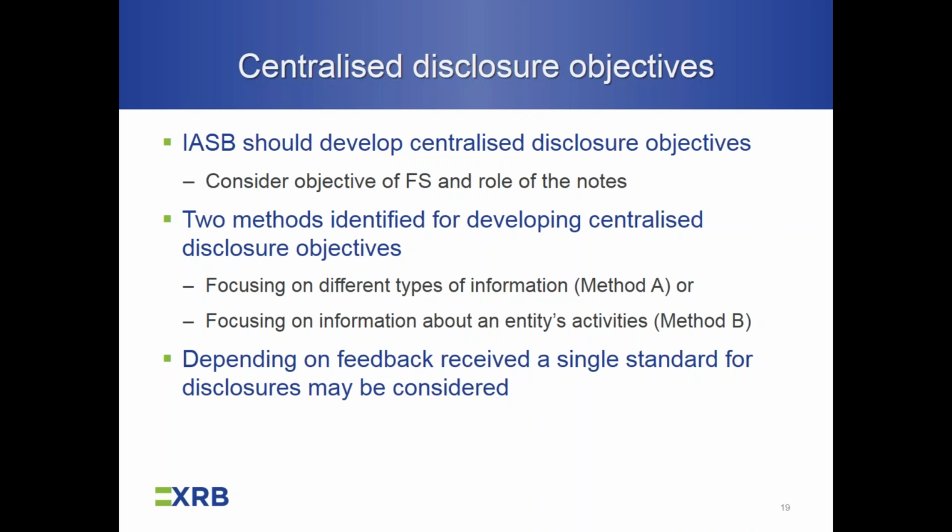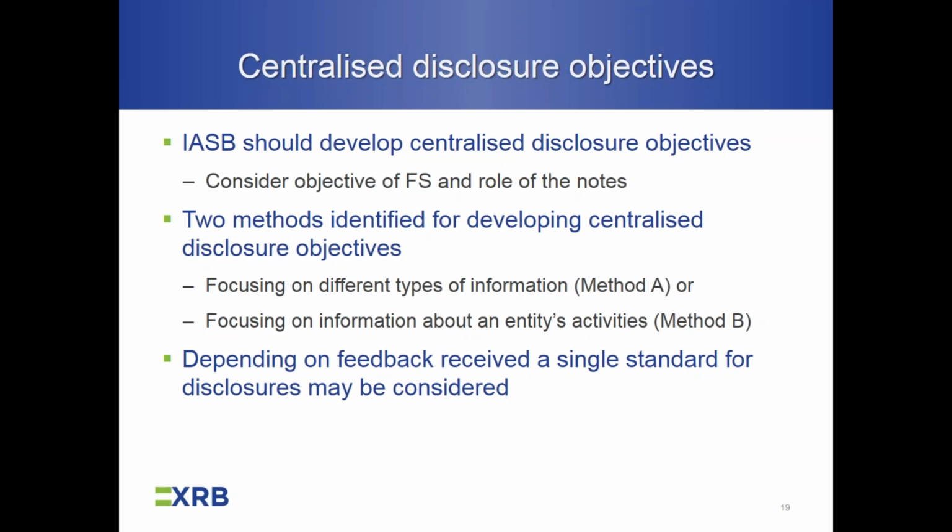Method A is focusing on types of information. The first step would be to identify the types of information useful for users of financial statements. For example, information about the reporting entity, information about risks, or information about methods, assumptions, and judgments, to name a few types of information. The other method, which they refer to as Method B, focuses on the entity's activities.